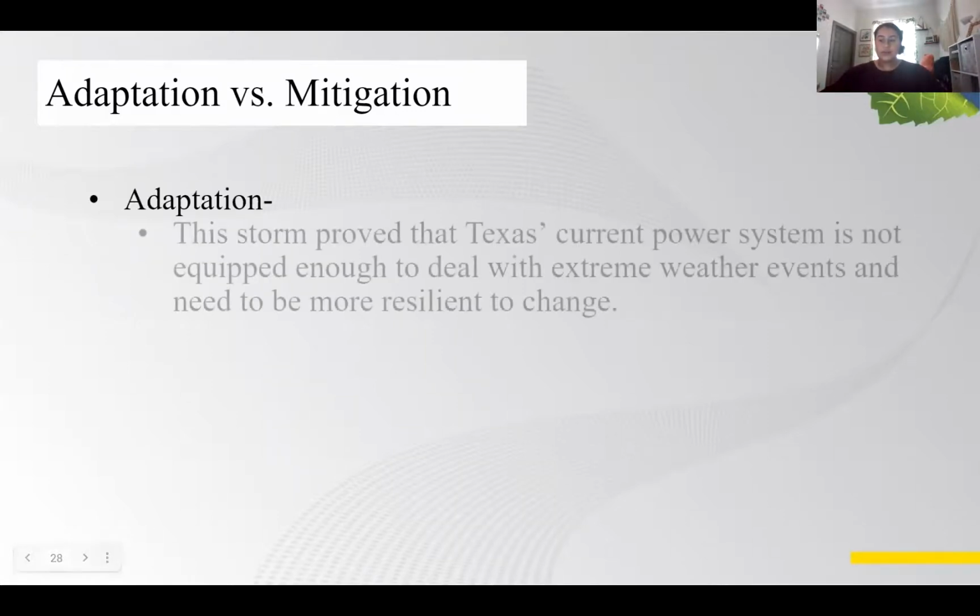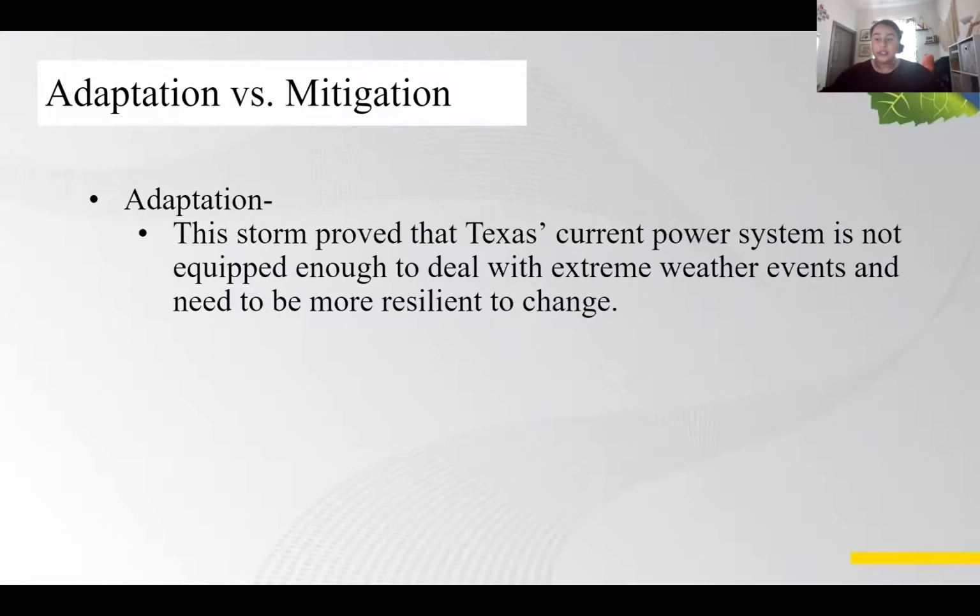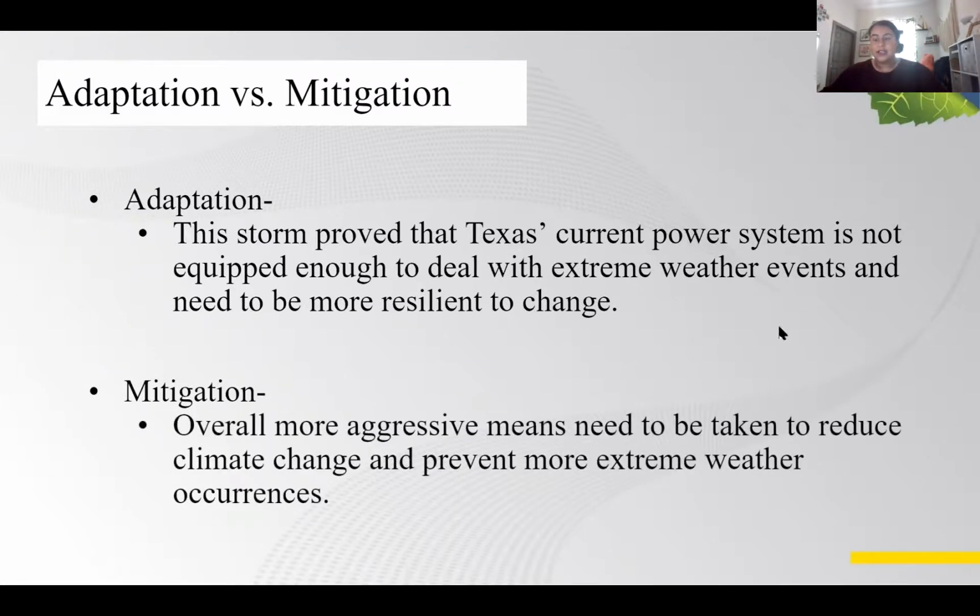The winter storm proved that adaptive measures in Texas need to be taken in order to ensure that our current power system is more resilient to climate change and able to operate during extreme weather events. Mitigation is also needed to reduce the effects from climate change and prevent more extreme weather events from happening.